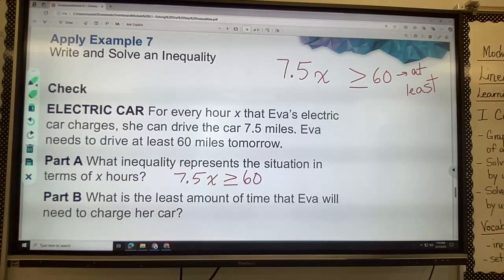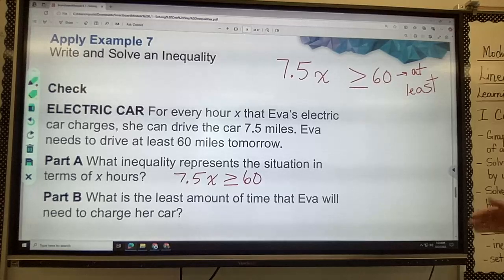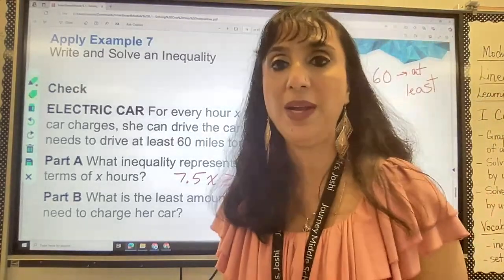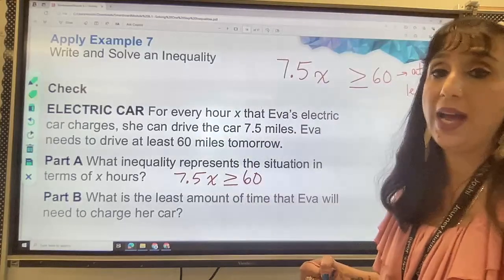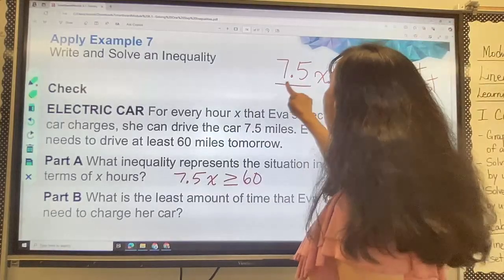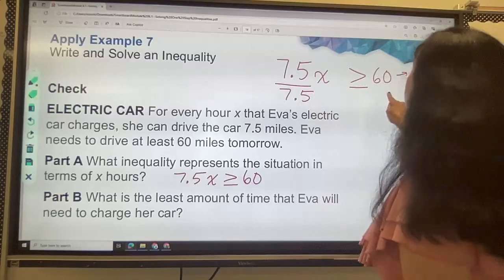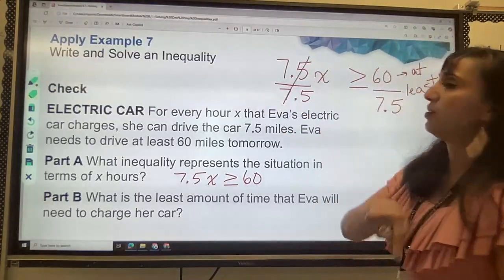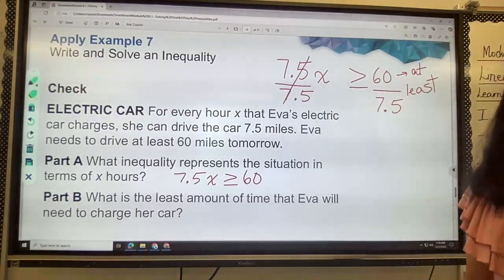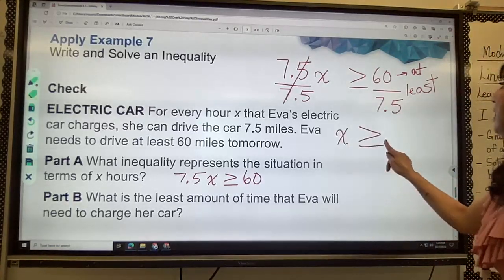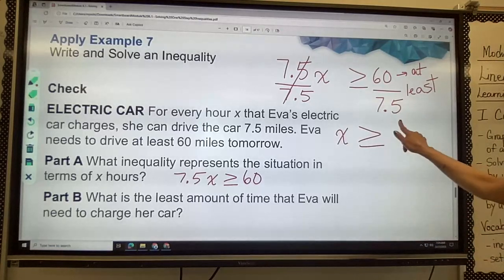And then we are going to go ahead and solve it to find the least amount of time that Eva will need to charge her car. So we know this is multiplication. What is the inverse of multiplication? Division. So I am going to divide both sides of the inequality by 7 5/10, and this gives me 1, and we are left with X is greater than or equal to 8.